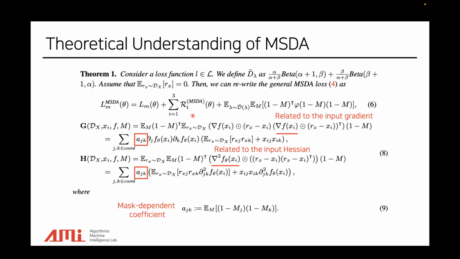Function G is related to the input gradient, which is the first derivative of the function with respect to the input, and it is weighted with the coefficients A_JK. And the H function is related to the input Hessian, which is the second derivative of the function, and it is also weighted with the coefficient A_JK. This coefficient is dependent on the mask, as you can see in these equations.